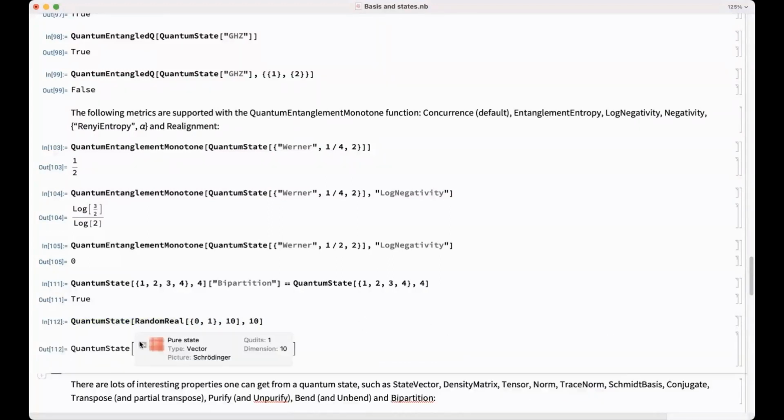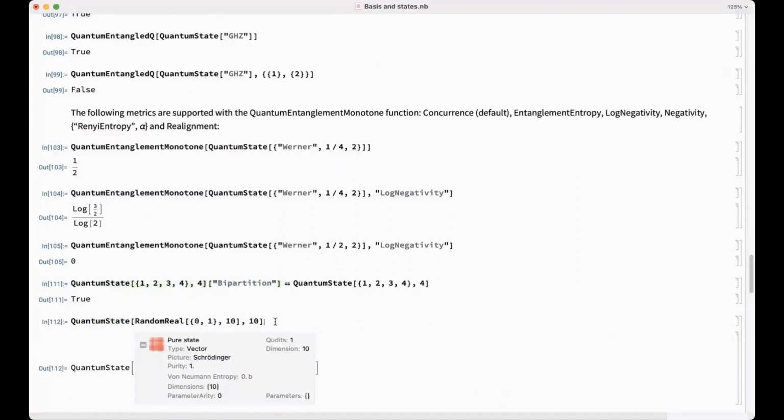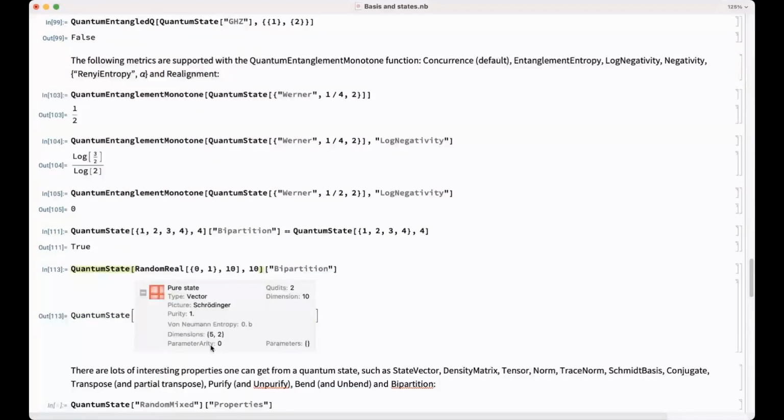Now it's a 10-dimensional thing. And now if you bipartition it, by default, it's going to create 5 by 2, because 10 is divisible by 5 too. Or you can do it the other way around. If I say make the first system 2-dimensional, now instead of 5, 2, it's 2, 5.